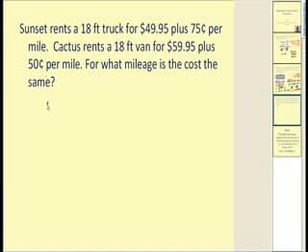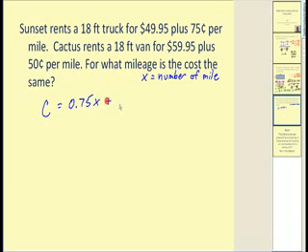For our first equation, the cost, C, is equal to $49.95 plus 75 cents per mile. So we have a fixed cost of $49.95 and a variable cost of 75 cents per mile. So if we let x equal the number of miles, the total cost for the Sunset truck would be, now we need to be a little bit careful here, this is in cents and this is in dollars, so we're going to convert 75 cents into dollars, so 0.75 times the number of miles plus the fixed cost of $49.95.